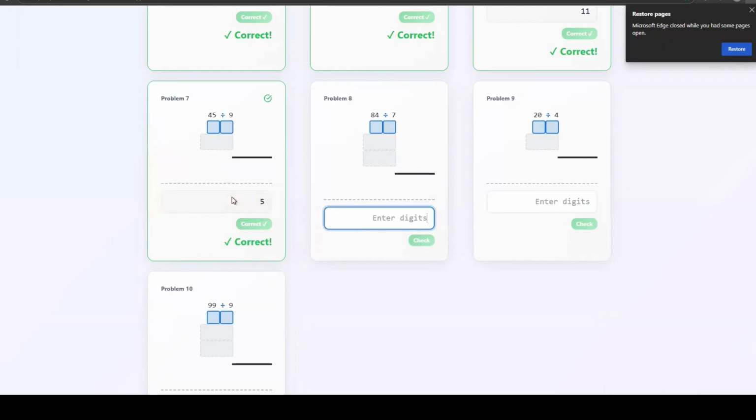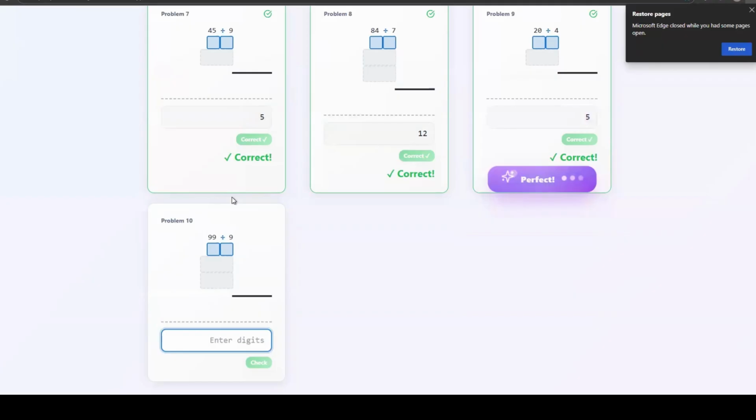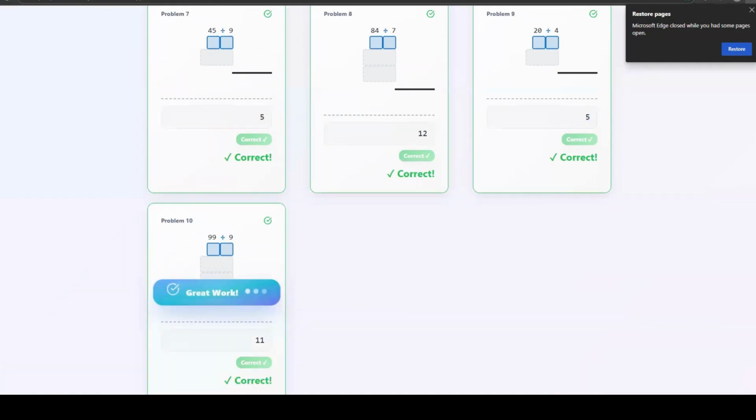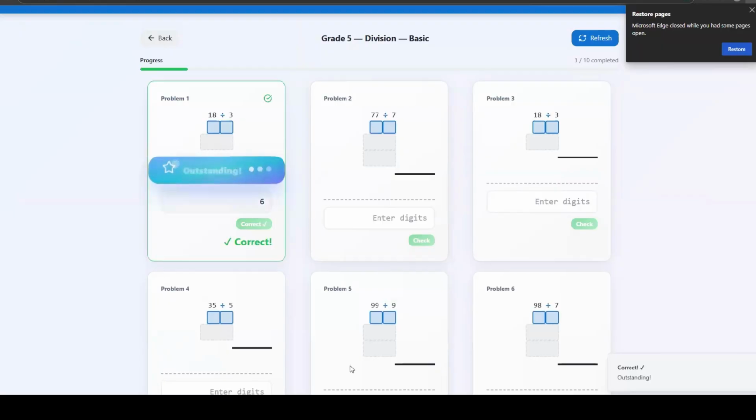84 divided by 7 is 12. 20 divided by 4 is 5. Correct. 99 divided by 9 is 11. 18 divided by 3 is 6. 77 divided by 7 is 11.